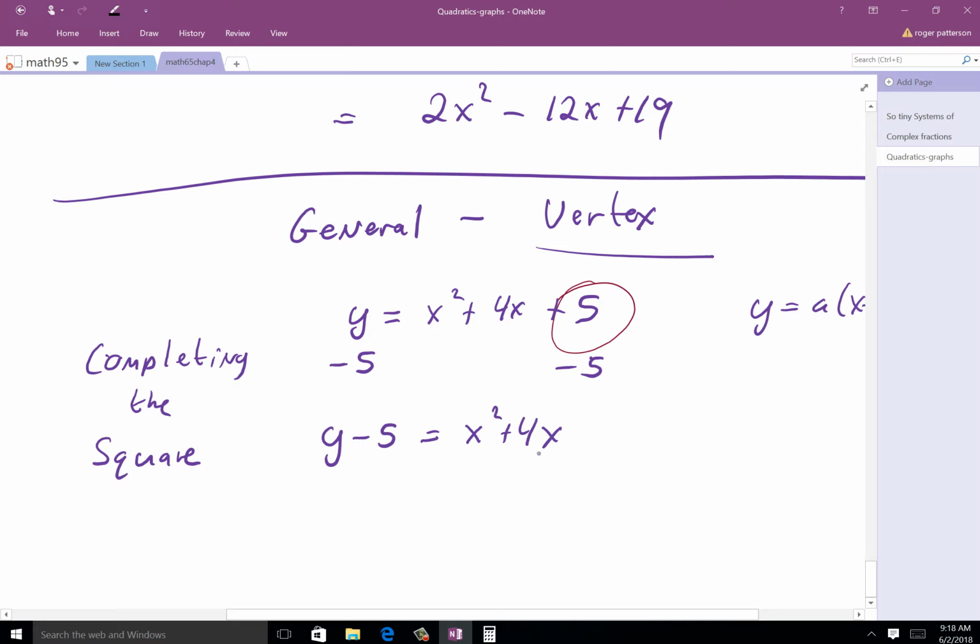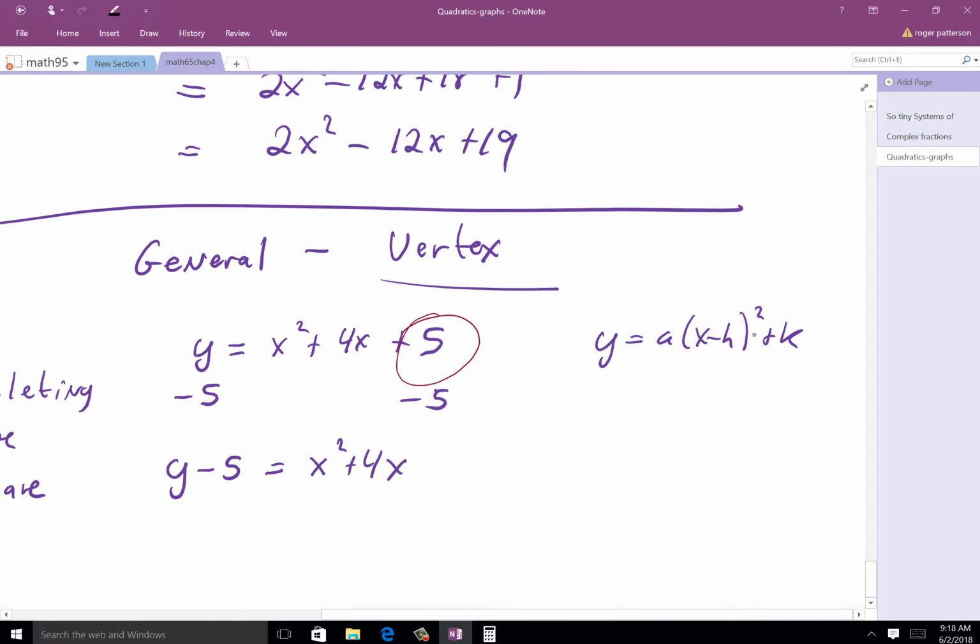So now we have that. What we're going to try to do is create this x minus h squared. Remember, this x minus h squared came from here, which comes from here. You don't have to write this down if you don't want to. So what we're trying to do is go from here to here to here. We're going to work backwards.